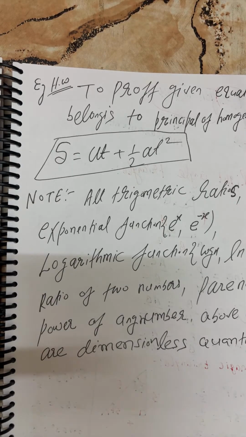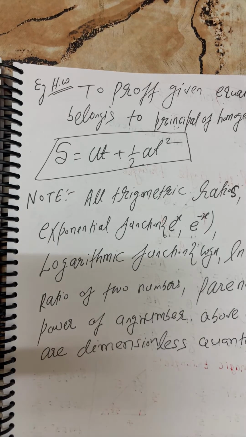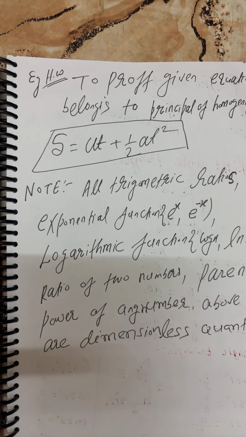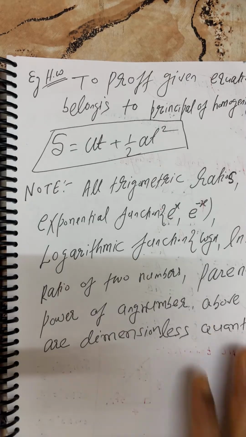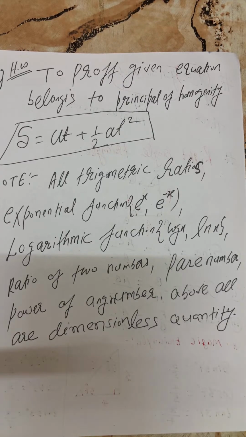So students, first I'll prove this equation for the principle of homogeneity. After that, beta, I'll start conversion of units. Beta, there is something I wrote to study. If anywhere in entire physics you get trigonometric ratios like sine theta, cos theta, tan theta, these are all dimensionless. Exponential functions, logarithmic functions, ratio of two numbers, pure numbers, power of any number, all of the above are dimensionless quantities.